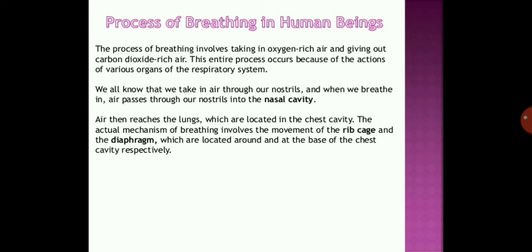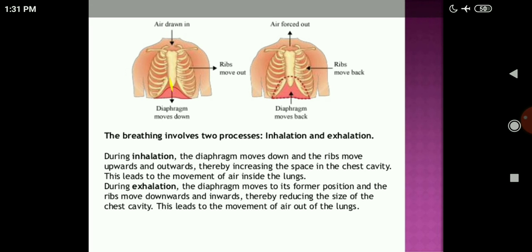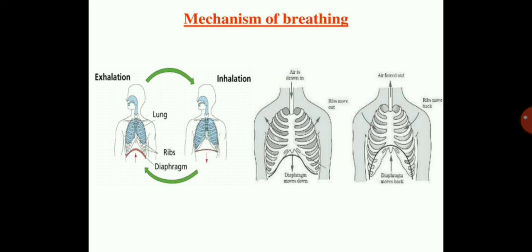and when we breathe out, the diaphragm moves upward. Here again they have shown the inhalation and exhalation process. The air is drawn in, the diaphragm moves down, and when the air is forced out, the diaphragm moves back. The mechanism of breathing is shown again, and it takes place continuously: inhalation is followed by exhalation, and again by inhalation. The main function is of the diaphragm, ribs and the lungs.